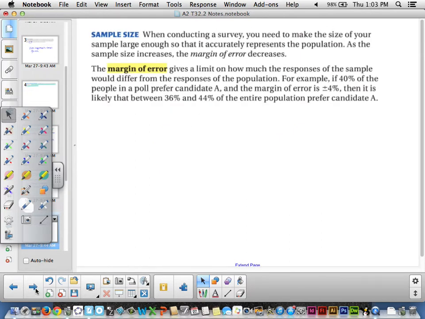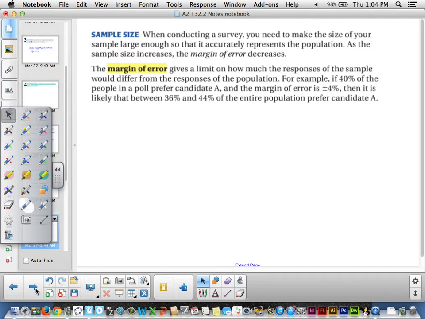When conducting a survey, you want to make your sample big enough so that you have a relatively small error. We calculate error so that we know how accurate we are. The margin of error lets us know within a certain amount. So for example, if we got 40% of people prefer a candidate with a margin of error of about plus or minus 4%, that would mean we can very likely say that 36 to 44% of the population prefer the candidate.